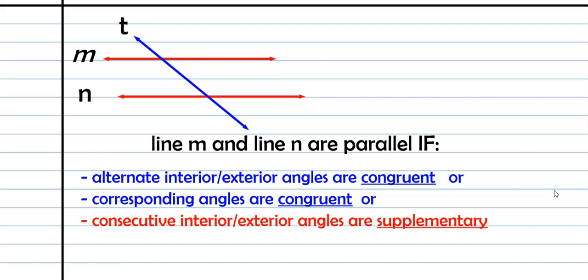So none of this is new. This all came from the 2.1 lesson where we went through each of those, but we're kind of working backwards. In that lesson, we knew the lines were parallel, so then we knew that these things were true. This time, we are going to check to see if the lines are parallel. We don't know right away, but we're going to use these facts, these geometric ideas, to see whether or not the lines are parallel.